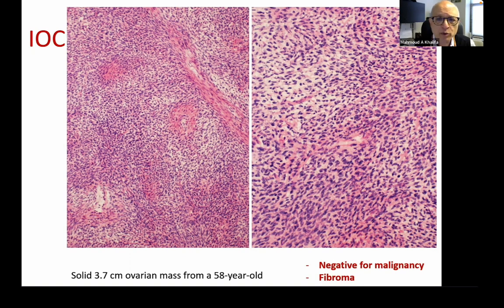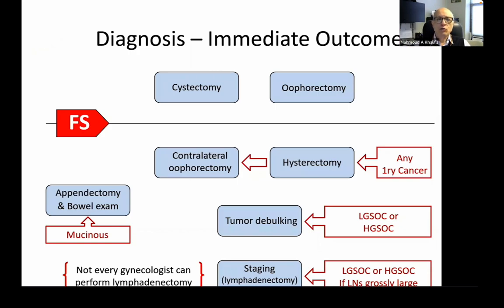I think it's a fibroma. That's the end of that. Negative for malignancy. That's all they need to know. Once they hear negative for malignancy, what do you think they will do? They will stop. So you don't have to go down this list. The surgeon is not going to do any of these things. Negative for malignancy, close and go home. That's all they need to know.